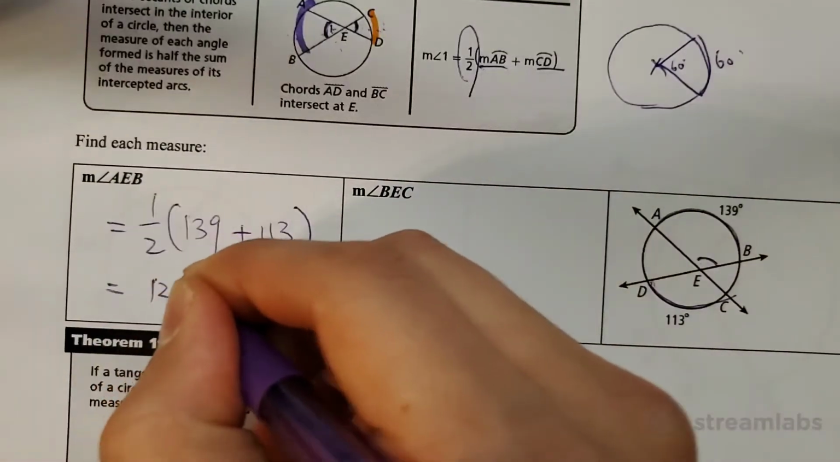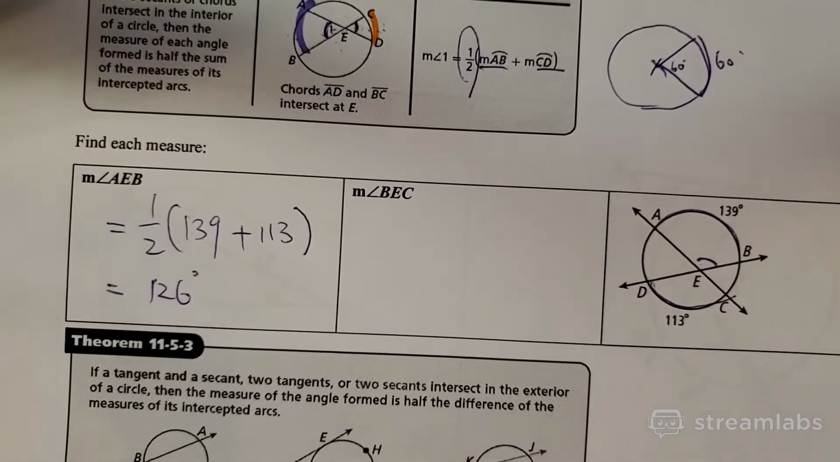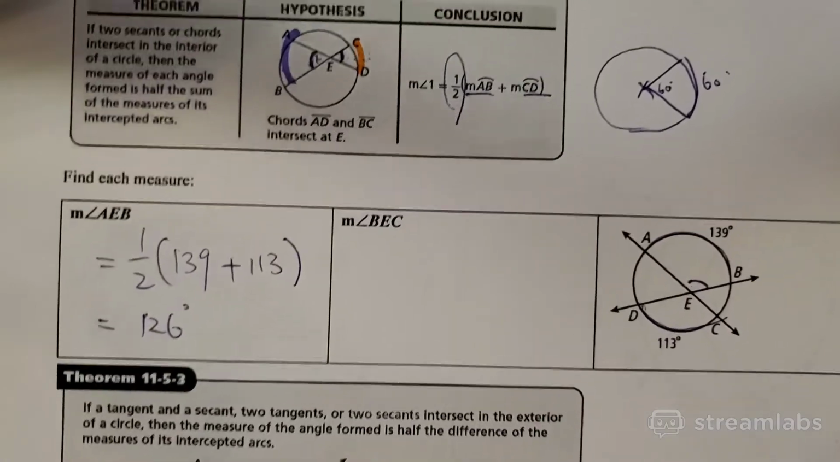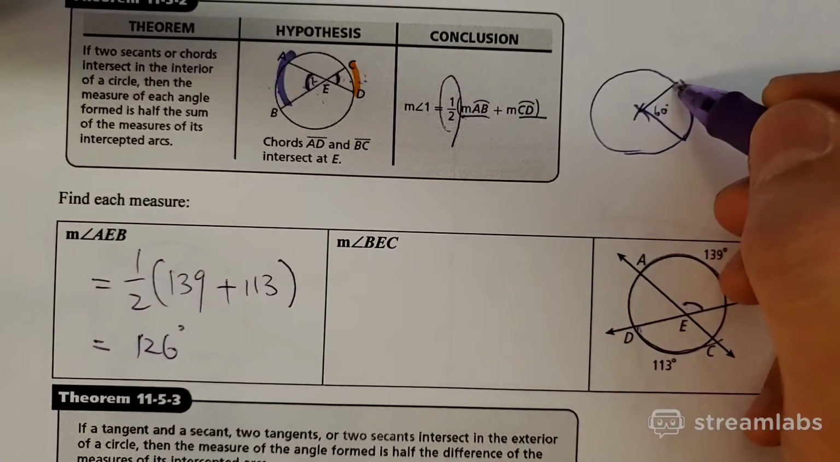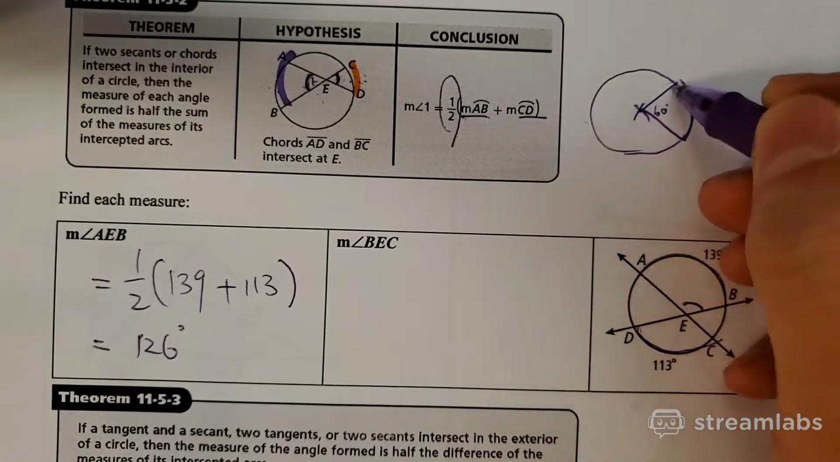126 is correct. Belen had the question: wait, I thought if it had an arc, it would be the longer side. Can you clarify that real quick, Belen? I'm trying to understand what you mean. So like, you mean like this? Like an inscribed angle?